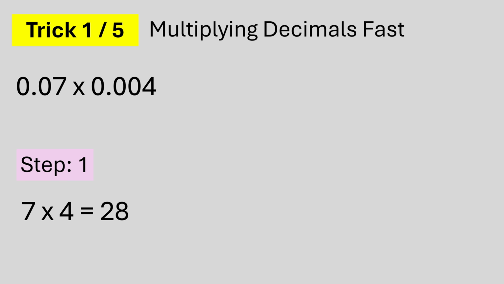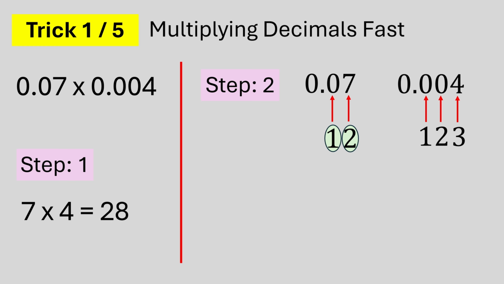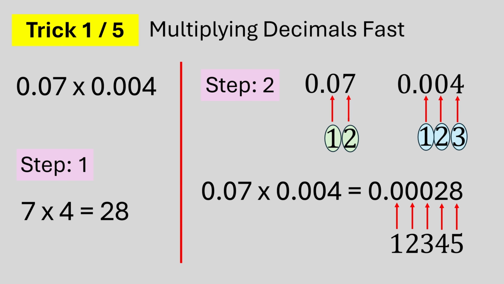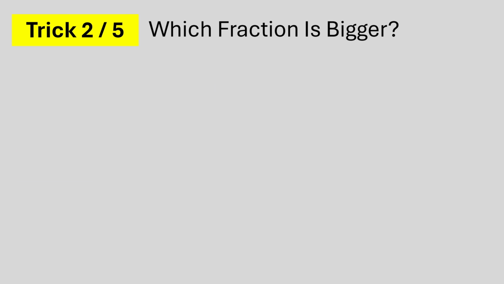0.07 has two decimal places. 0.004 has 3. Total 5. These are 5 decimal places. So the answer is 0.00028.